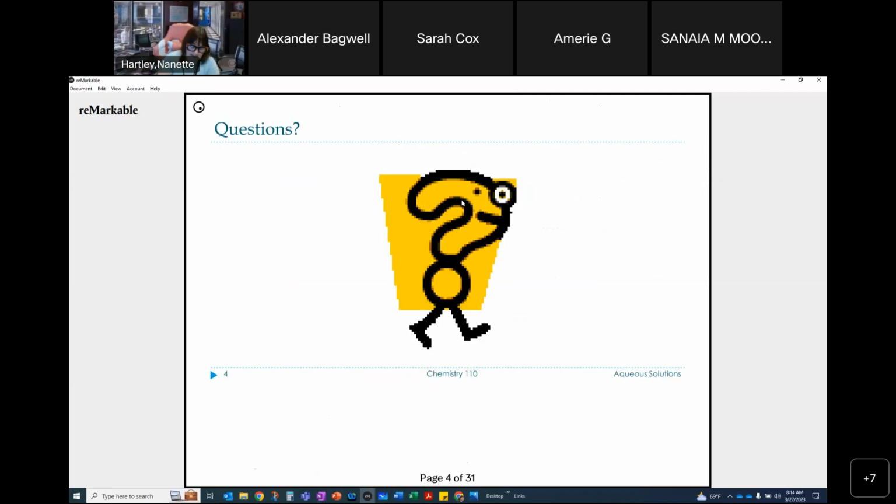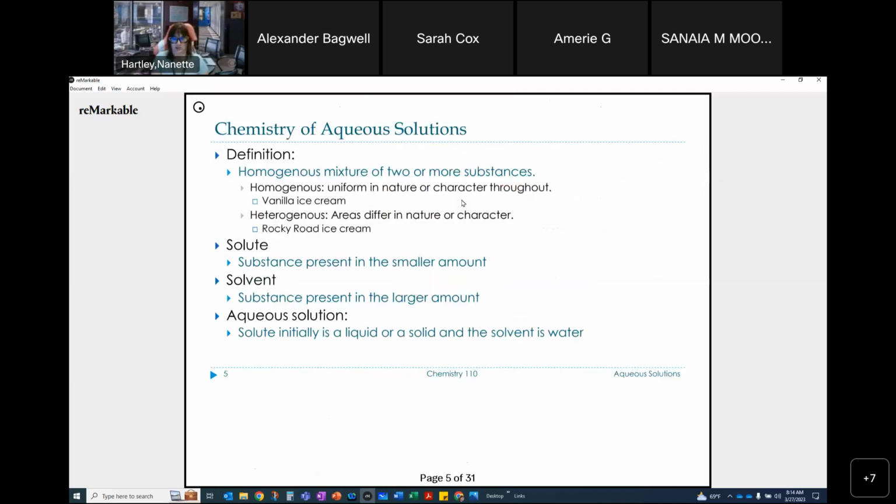All right. So now we're going to talk about aqueous solutions. Now, how do we define an aqueous solution? It's a homogeneous mixture of 2 or more substances. So I take something that is uniform in nature or character throughout. That's what homogeneous is. By contrast, a heterogeneous mixture, areas differ in nature or character.